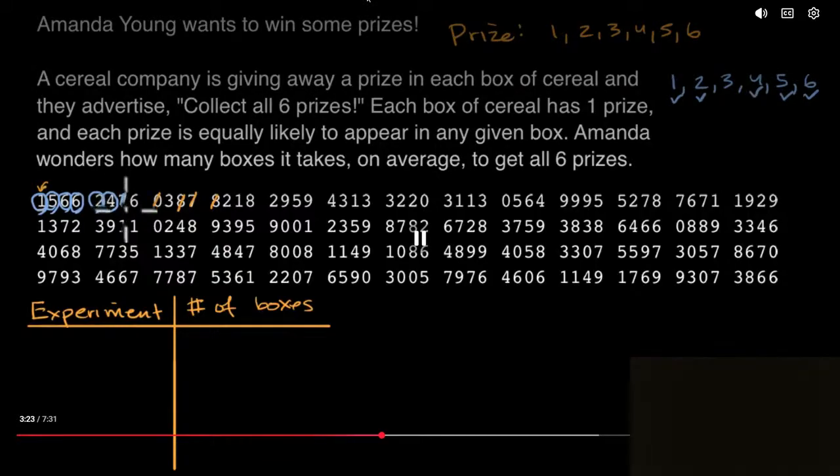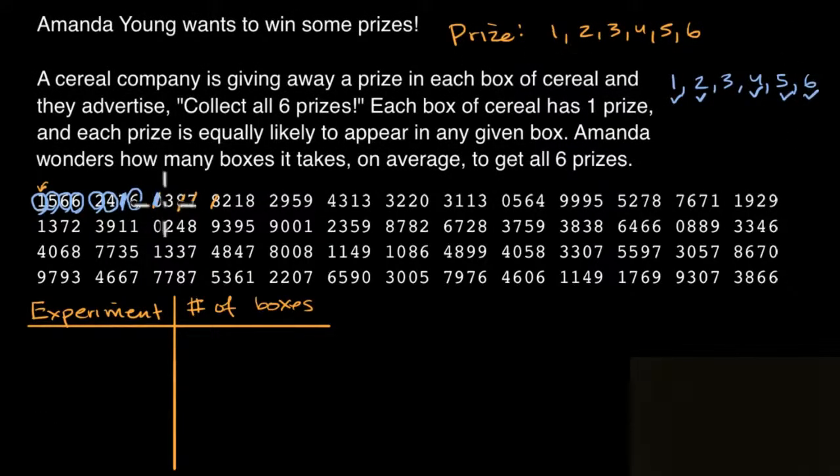So we will just ignore this right over here. The box after that, we get a 6. We already have that prize. Then we ignore the next box, a 0. That doesn't give us a prize. We assume that didn't even happen. And then we would go to the number 3, which is the last prize that we need.